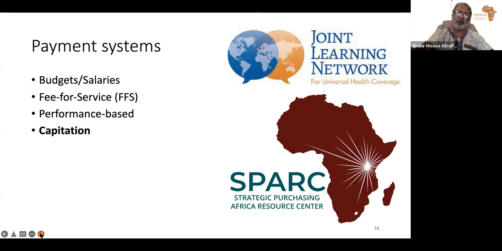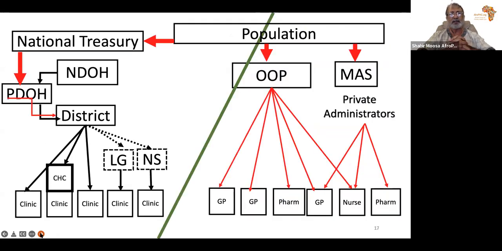And I think just to tell you that Joint Learning Network is a global support system for payment systems, supporting Africa quite considerably through Spark, one of our supporting organizations, and it is very worthwhile to link up with both these networks and the data they provide.